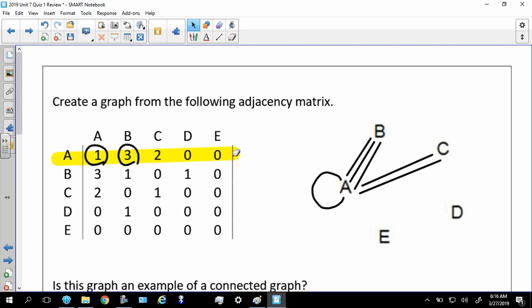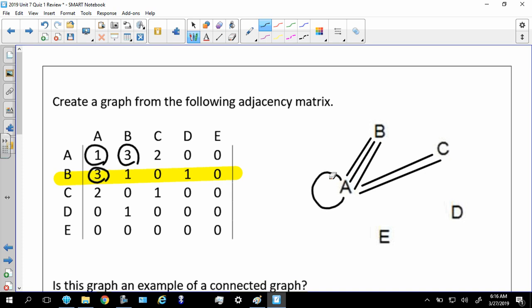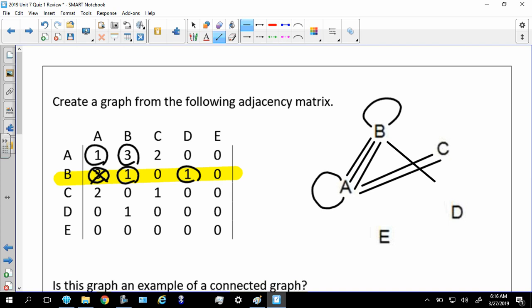And then you move to B. Now notice there's a couple things about this. Notice this right here, A, B, there's already 3 drawn. We already drew that, so we're going to skip that. Oh, there's a B to B situation, loop, all right? And then we have a B to D situation. So B to D, which is right here, and that's it.